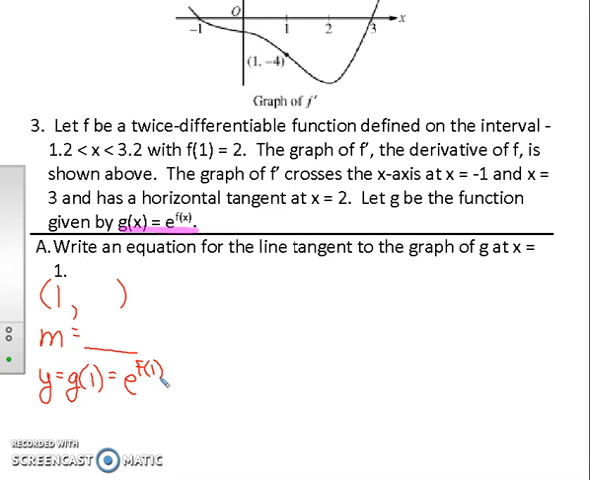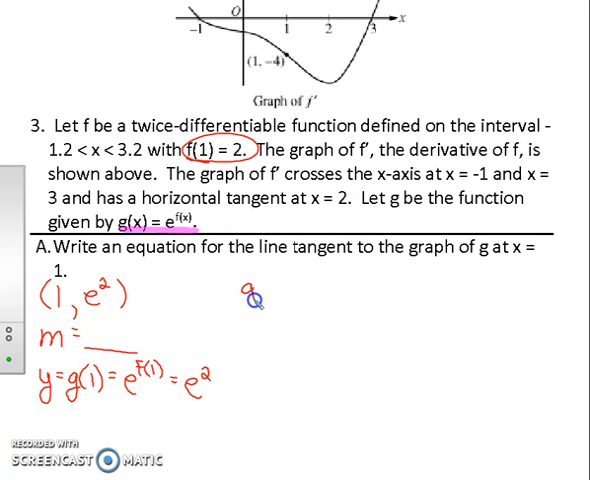So to find f of 1, they told me right here it is 2. So that makes my y coordinate e to the 2. So e squared is my y coordinate there, or a decimal value of 7.389, since you were able to use a calculator on this. Then to get my slope, it's going to come from the derivative, so from g prime.